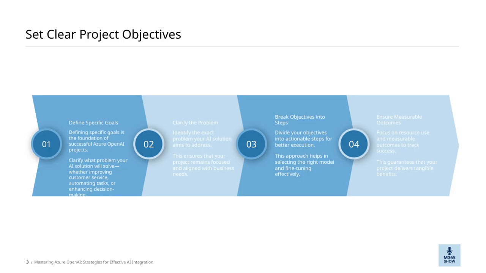Next, it's helpful to break down those objectives into actionable steps. Doing this makes the project more manageable and guides you in selecting the right AI models and fine-tuning them effectively. And don't forget, focusing on resource use and setting measurable outcomes is key. That way, you can track your progress and be confident that your project is delivering tangible benefits. So, to sum up, defining clear, specific goals, clarifying the problem you're solving, breaking goals into steps, and ensuring measurable results. These are all vital to mastering Azure OpenAI and making sure your AI integration is successful.